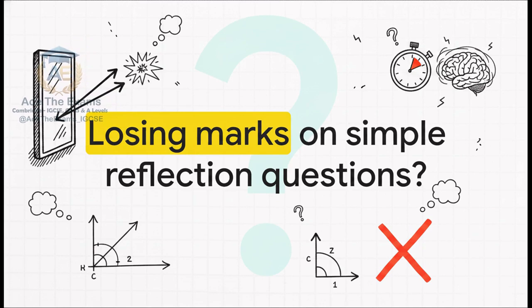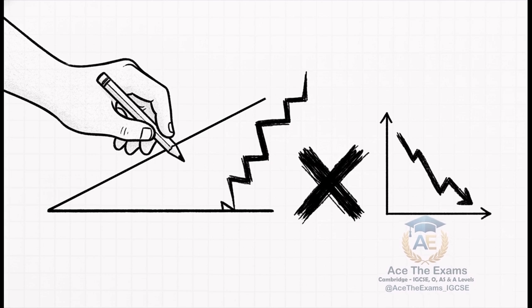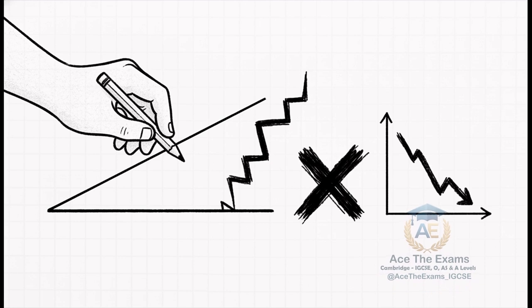Under the pressure of that exam hall, your brain just naturally rushes. You see a mirror surface, you see a light ray coming in, and you just quickly draw a line. But that rushed, panicked geometry is a painful, common mistake, and it instantly costs you those easy, foundational marks on light and reflection questions. Because here's the brutally frustrating reality: one wrongly drawn line can literally cost you a whole grade boundary.